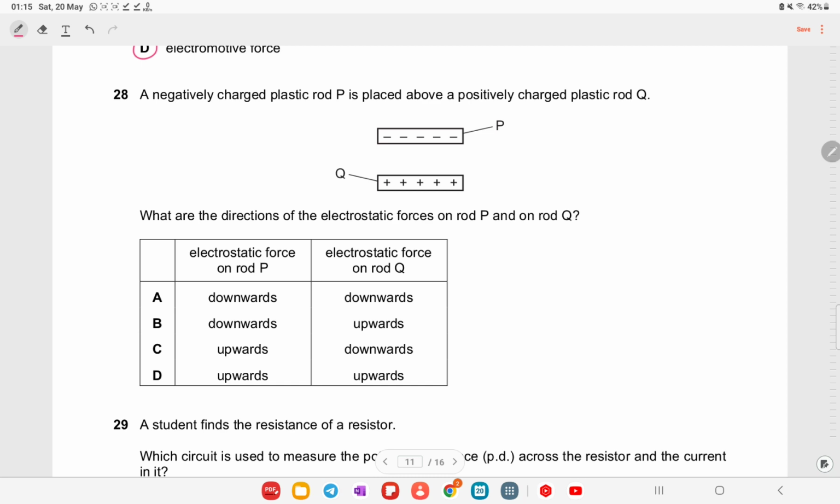Negatively charged plastic rod P is placed above positively charged plastic rod Q. So P is this, Q is this. What is the direction of the electrostatic force on rod P and on rod Q? So the electrostatic force on rod P is going to be downwards, and for Q it is going to be upwards. Yes, Q is going to be upwards and P is going to be downwards. So option B is the right answer.